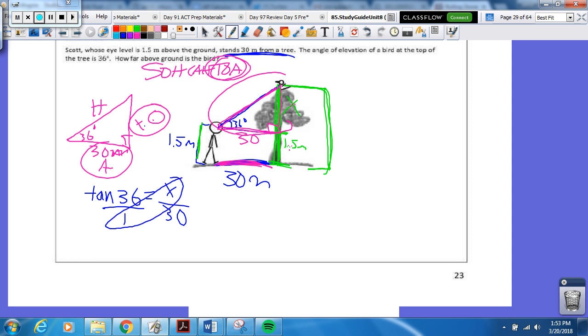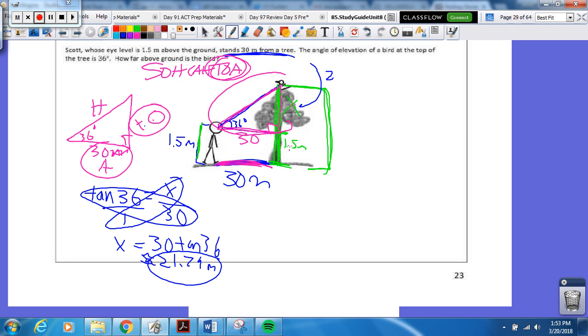X times 1 is x. 30 times tangent 36. Get your calculator going. Make sure it is in degree mode. 30 tangent 36 is 21.79, approximately meters. So this right here is about 21.79 meters.